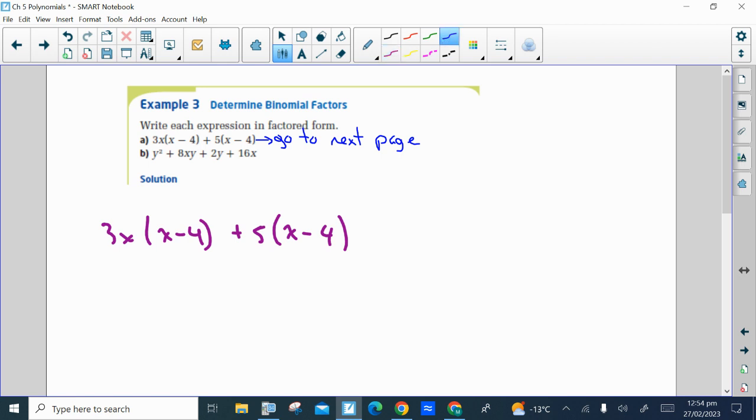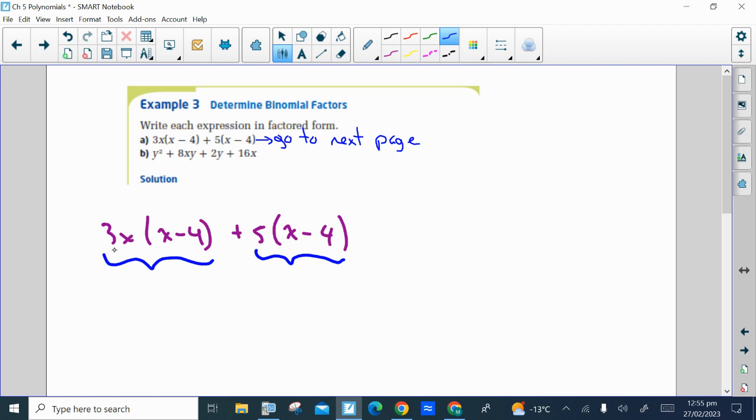So there are 2 terms here. Remember, terms are separated by a plus or a minus. There's your first term. Then you have a plus sign, which separates the first term from the second term. Terms are separated by a plus or a minus.